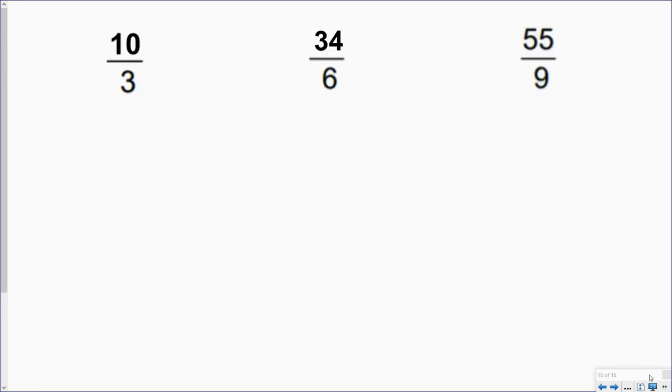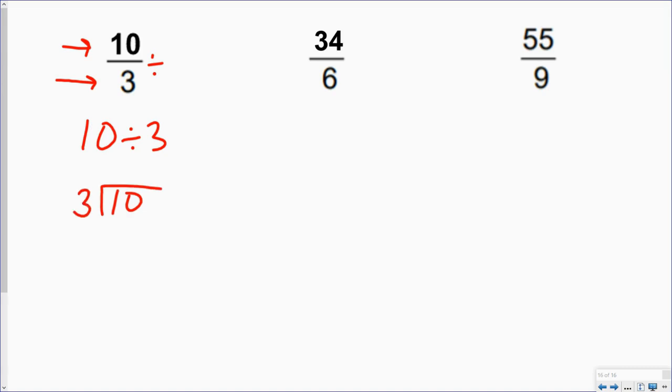Here we have 3 improper fractions. We are going to do the exact same thing we just did with the previous problem. So here I have 10 thirds. I know this is an improper fraction because my 10 is larger than my 3. And I know that this says 10 divided by 3. So I set it up: 10 divided by 3, or I can do 10 divided by 3.